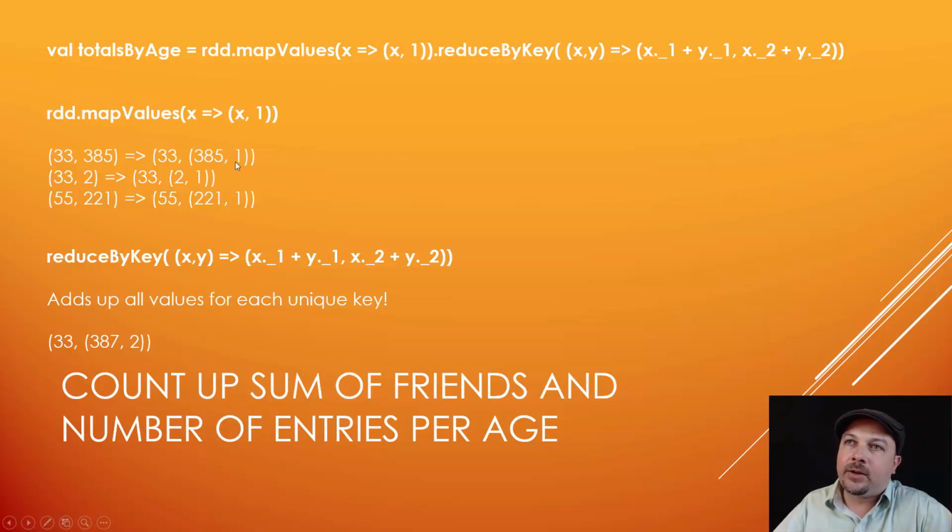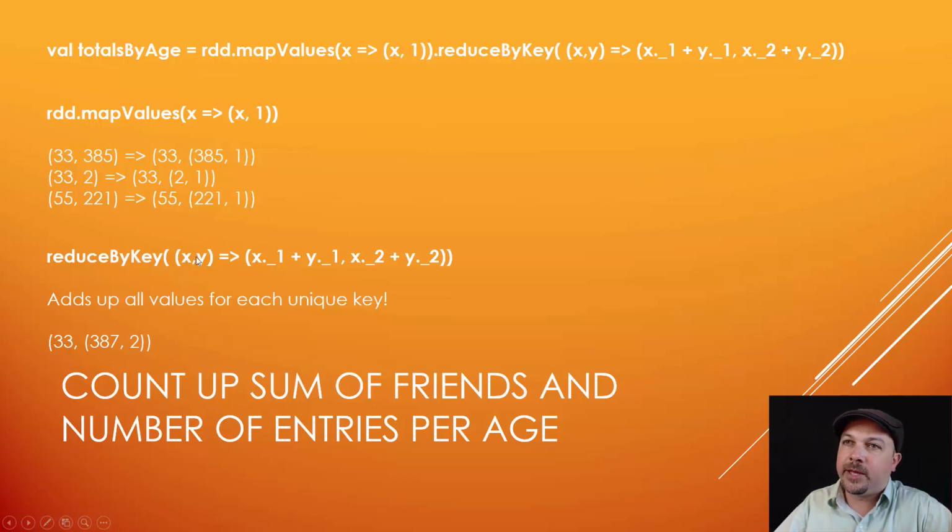So if I add together both fields of these tuples for each given key, I will end up with both the grand total of how many friends in total all the 33-year-olds in the world had, and I'll also end up with the number of 33-year-olds in the world, because I add up all those ones for each individual that I saw. That's what I'm trying to do here, and that's what reduceByKey does in this next clause of this expression.